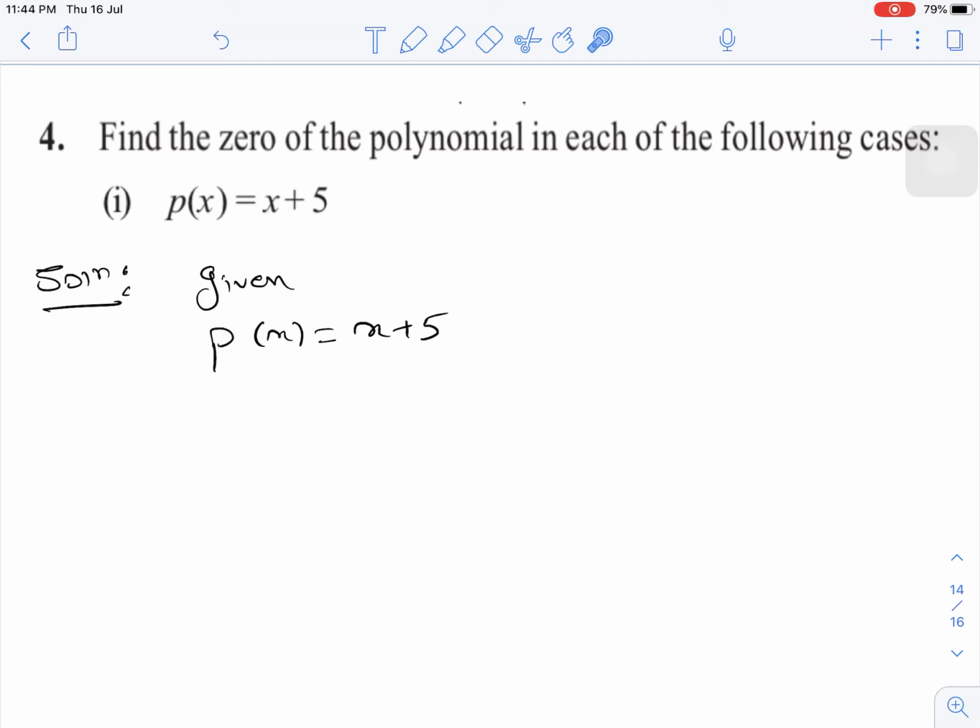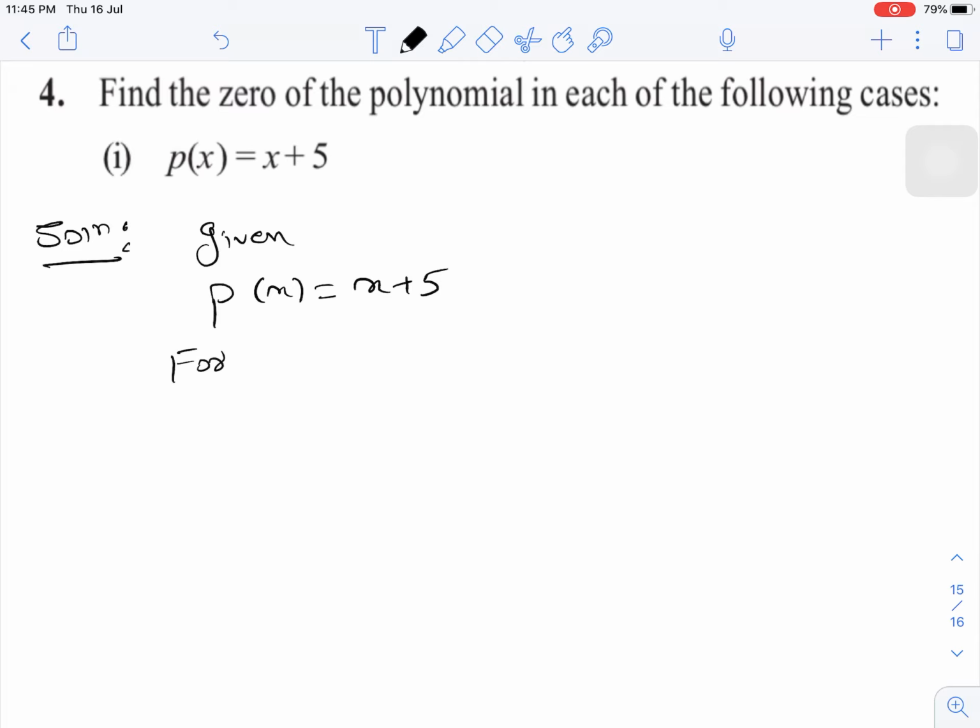Now remember, whenever we are asked to find 0 of a polynomial, during such time we will consider that this polynomial is equal to 0. So we can write, for 0 of a polynomial, let x plus 5 equals 0. Remember, again I am telling, the polynomial whose 0 we have to find, we have to write that same polynomial equal to 0. Now let us see further.